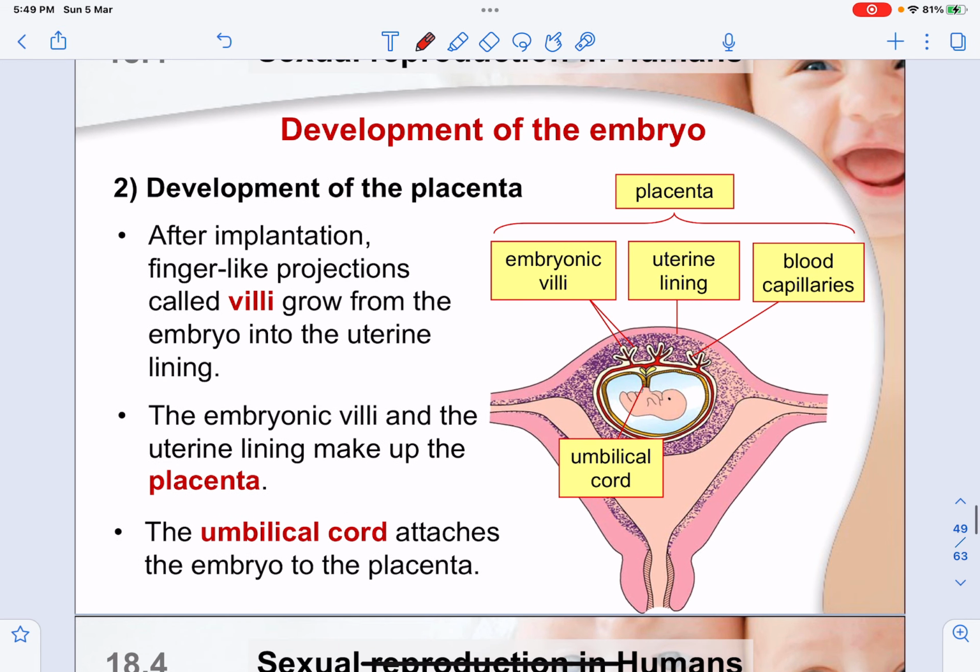Development of the placenta. After implantation, finger-like projections called villi will grow from the embryo into the uterine lining, and these embryonic villi and the uterine lining will make up the placenta. The umbilical cord will then attach the embryo to the placenta. So three things make up the placenta: the embryonic villi, the uterus lining, and of course the blood capillaries.